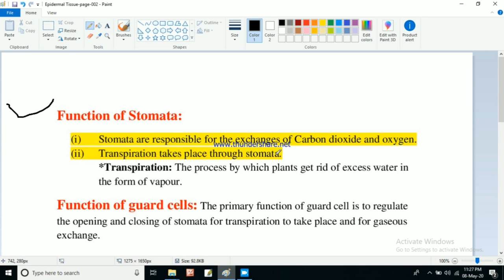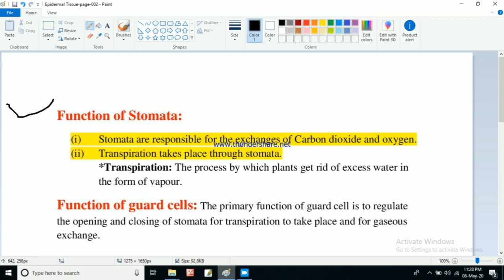We know that plants exhale oxygen and take in carbon dioxide. Opposite to us, we take oxygen inside and release carbon dioxide. But plants accept carbon dioxide and release oxygen. So for this gaseous exchange, they do not have a nose like us, so they need some pores on the body. So these pores, stomata, are responsible for the exchange of carbon dioxide and oxygen.